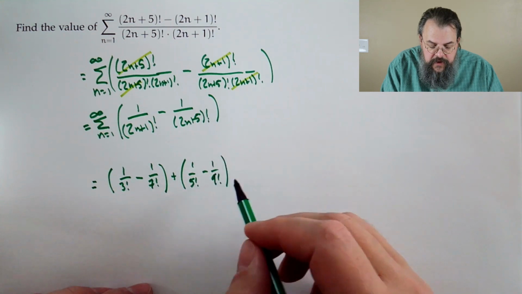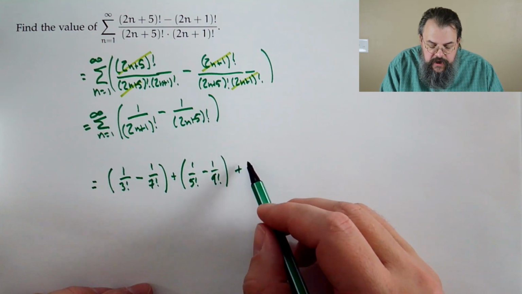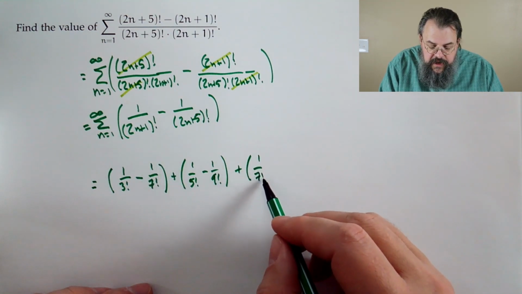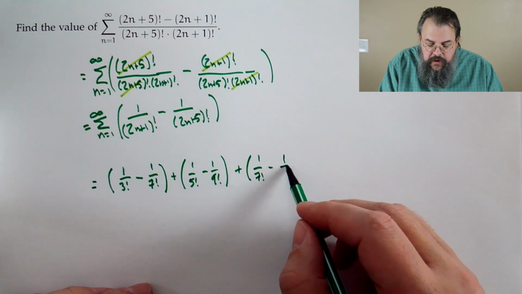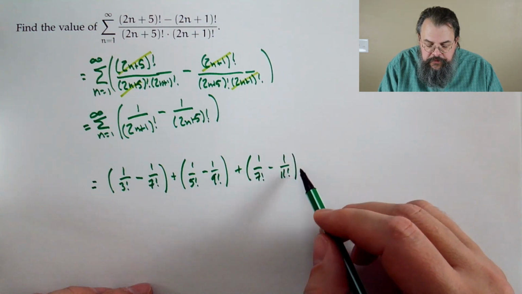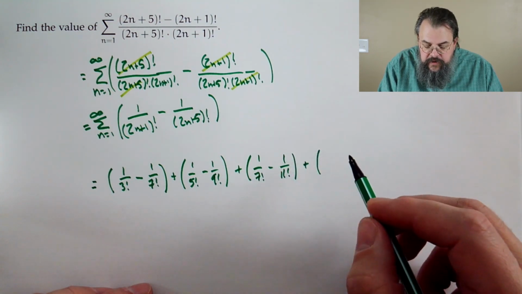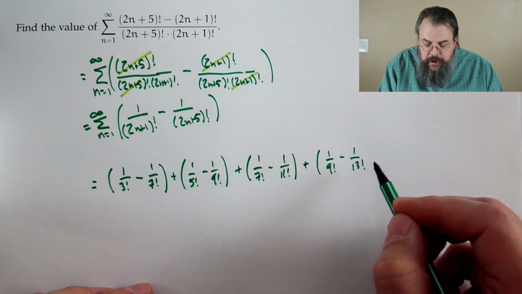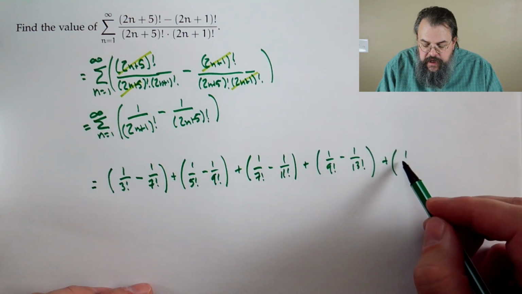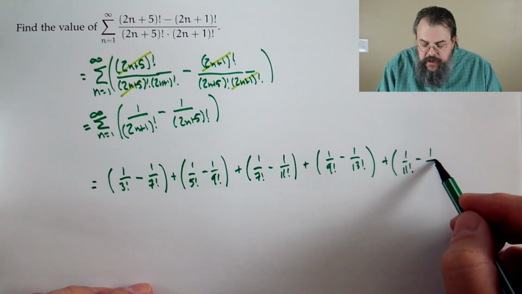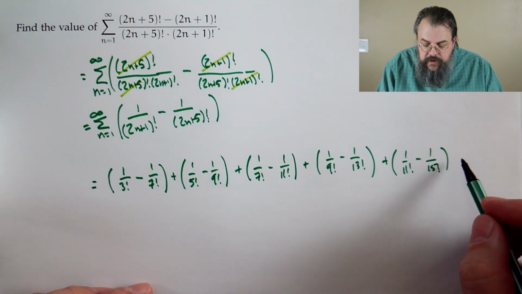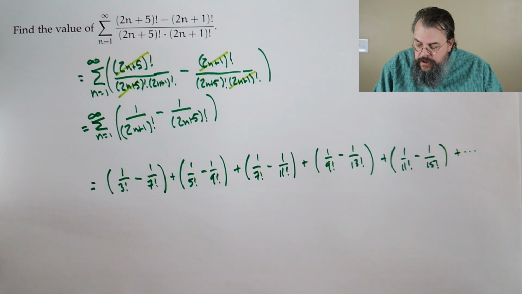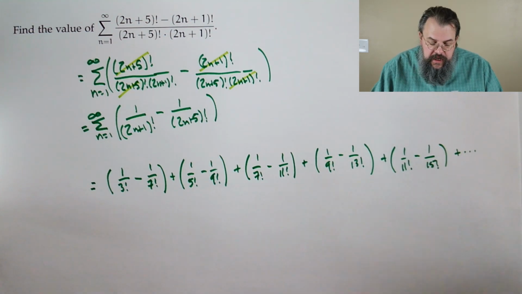1 over 9 factorial. And now, the next term, well, that would be n equals 3. 1 over 7 factorial. And then minus 1 over 11 factorial. And now, the next term, well, okay, we'll do a few more terms here. But hopefully, we're ready to say, okay, do we see what's happening? And do we think it is what it should be? Well, we should, when we look at it, say, ooh, check it out.